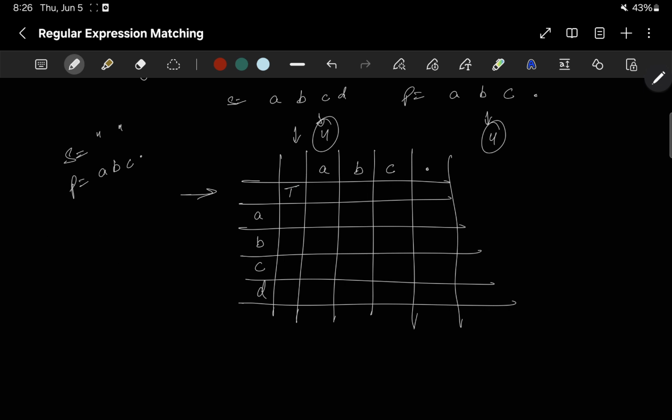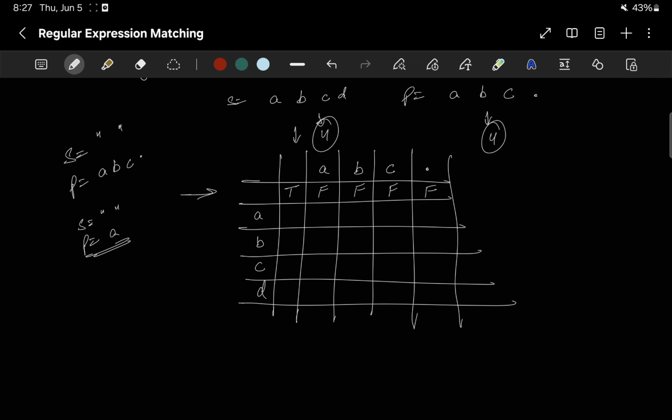Now, if S is empty and P is A, let's say, do they match? No, they do not. You cannot have A matching with an empty string. So this will be false. Similarly, B will be false. Similarly, C will be false. And similarly, dot will be false, because I mentioned in the beginning that dot must always match at least one character. Okay. In this case, they are all false.